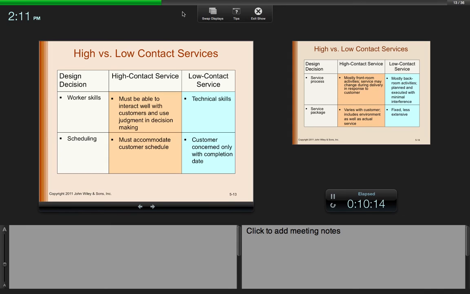If you look at things like scheduling from a high-contact service, look at more high-end places that are accommodating and allow you to build around your schedule versus other organizations where the customer is truly only concerned with the completion date. I need a package delivered by X versus I need the package delivered right now.